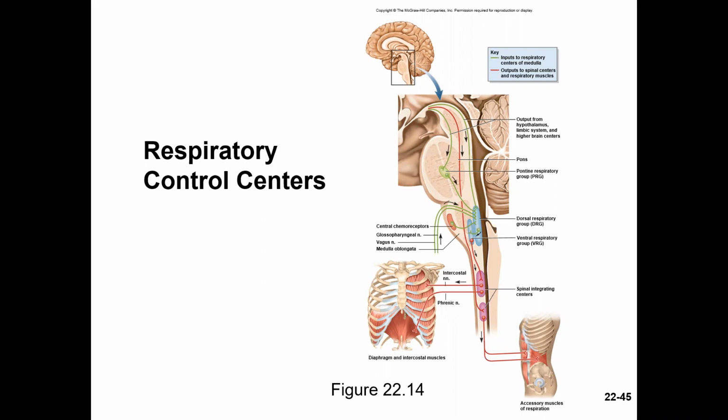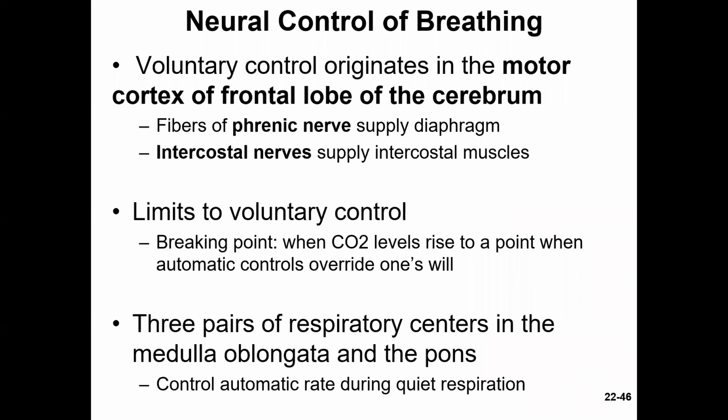If we look, we have spinal cord centers. The pons is involved. There's a hypothalamic portion to this as well. We have limbic systems and higher brain centers involved. So we're going to have emotions involved in breath. The voluntary control originates in the motor cortex of the frontal lobe of the cerebrum.